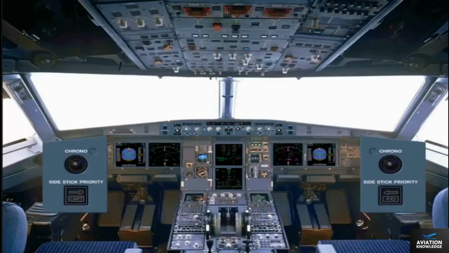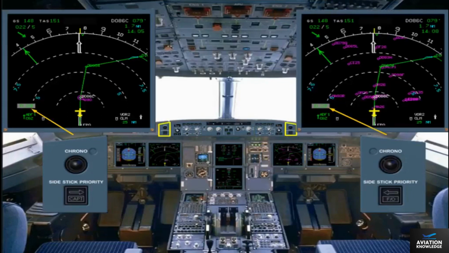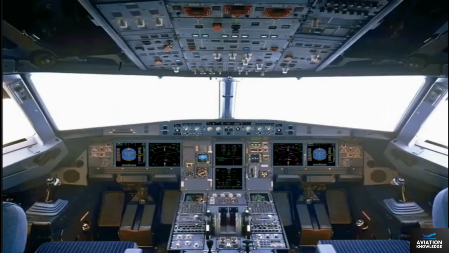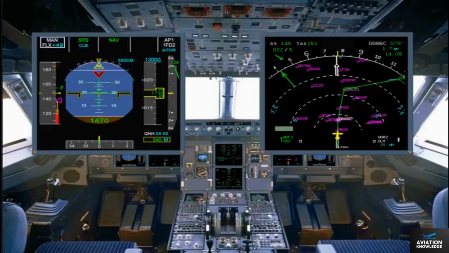The 2 chrono push buttons located on the glare shield control the associated chronometer display on the NDs. The push buttons operate like a normal stopwatch. In this module, we have introduced you to the Electronic Flight Instrument System. In the next modules, we will look at the PFD and the ND in greater detail.